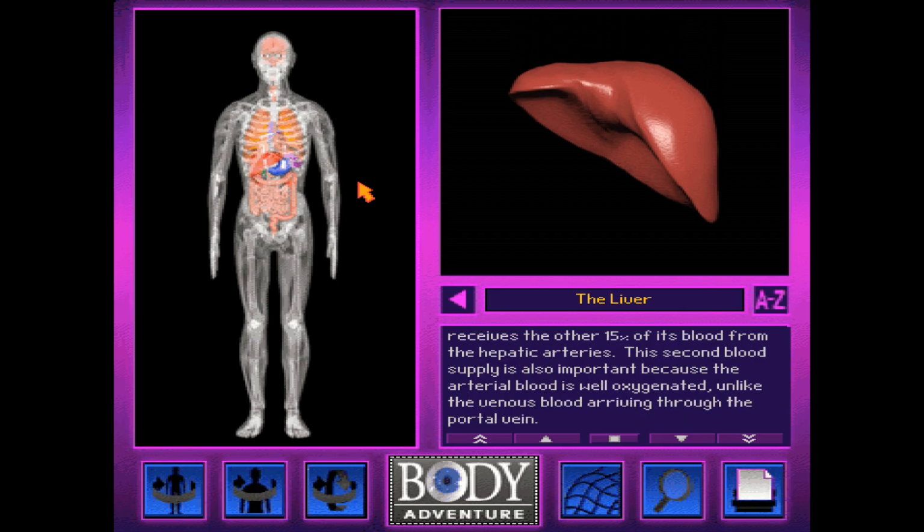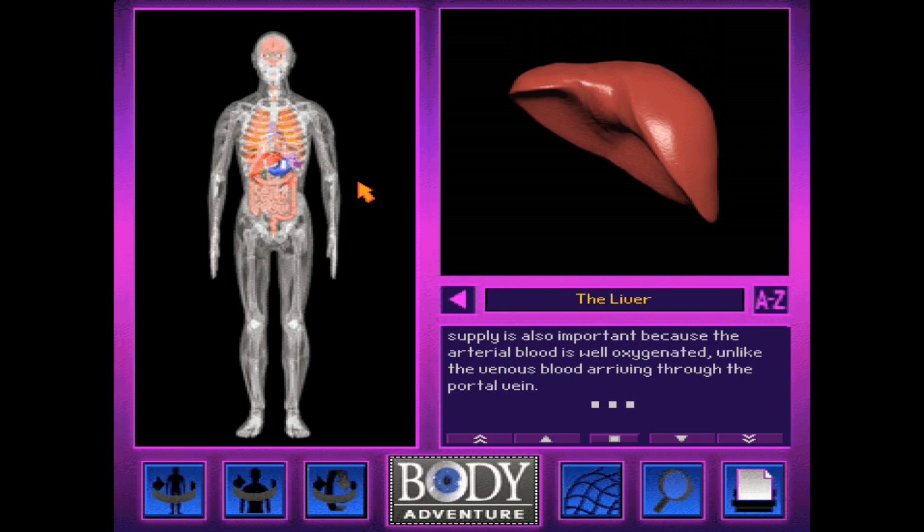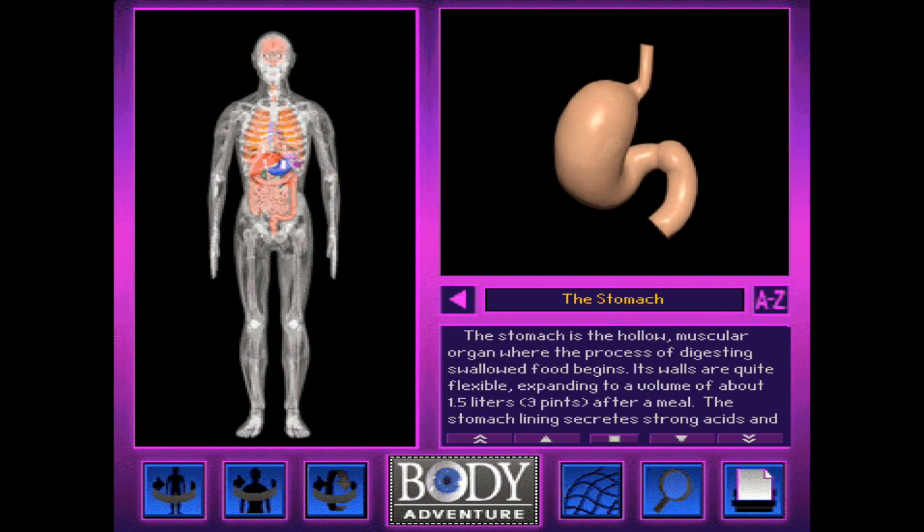This is a picture of a rabies virus. This second blood supply is also important because the arterial blood is well oxygenated, unlike venous blood arriving through the portal vein. The rabies virus is a member of the family of rhabdoviruses. Infection with the rabies virus causes a serious illness that primarily affects animals, though people can also contract the illness if they are bitten by a rabid animal.